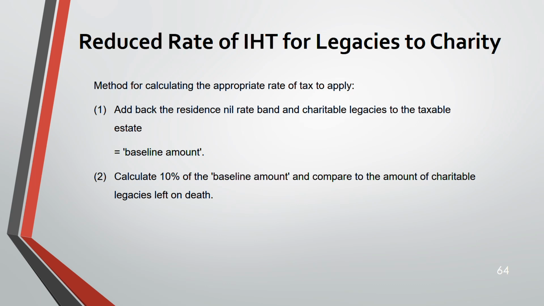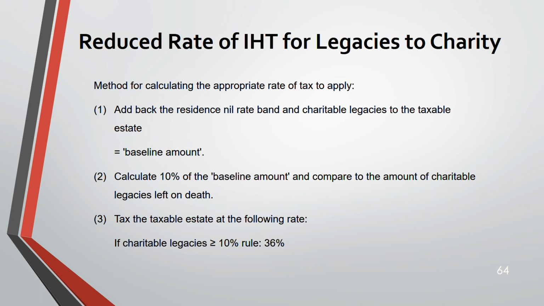On that baseline amount, take 10% of it and compare this amount to the amount of charitable legacies left on death. The charitable legacy left on death will be given to you in the exam. If 10% of the baseline amount is less than or equal to the charitable legacy, apply 36%, and if it's greater, then it's the 40% rate. Very easy. So if your charitable legacy is greater than or equal to 10%, 36%. If your charitable legacy is less than 10%, 40%.